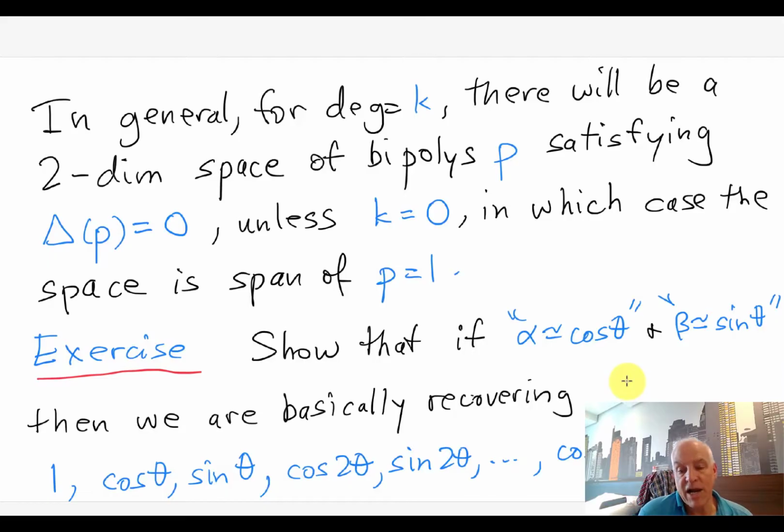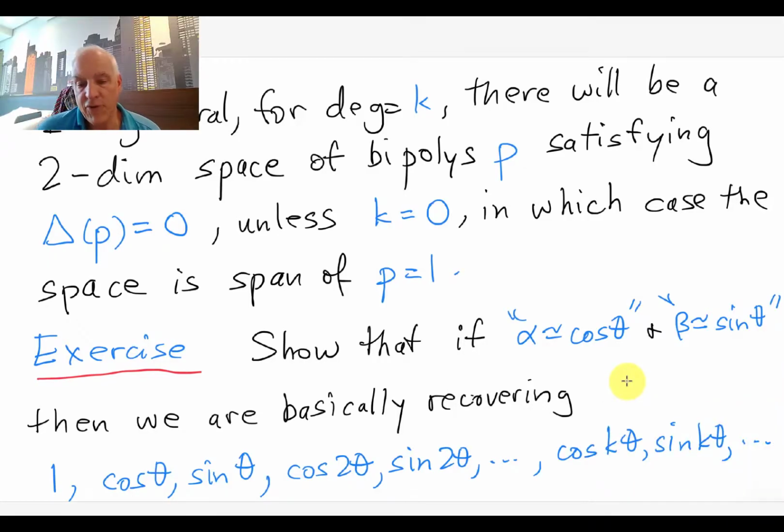Now a great exercise is to convince yourself that, if we temporarily adopt the cosine theta and sine theta story, and we identify cosine theta with alpha and sine theta with beta, what we're really recovering here are exactly the usual Fourier constituents. 1, cos theta, sine theta. Those are the linear ones that we found, like alpha and beta. And here's cos 2 theta and sine 2 theta. That's like the alpha squared minus beta squared and the alpha beta ones, up to a multiple.